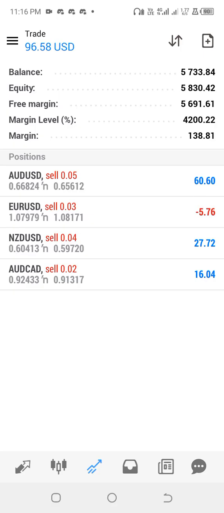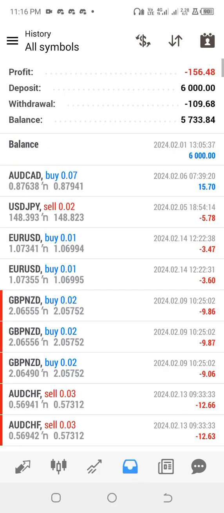Although I did breach. Let me show you the history of my account. I breached the news trading rule some time ago, for which $109.68 was withdrawn from my account as a penalty for that breach.